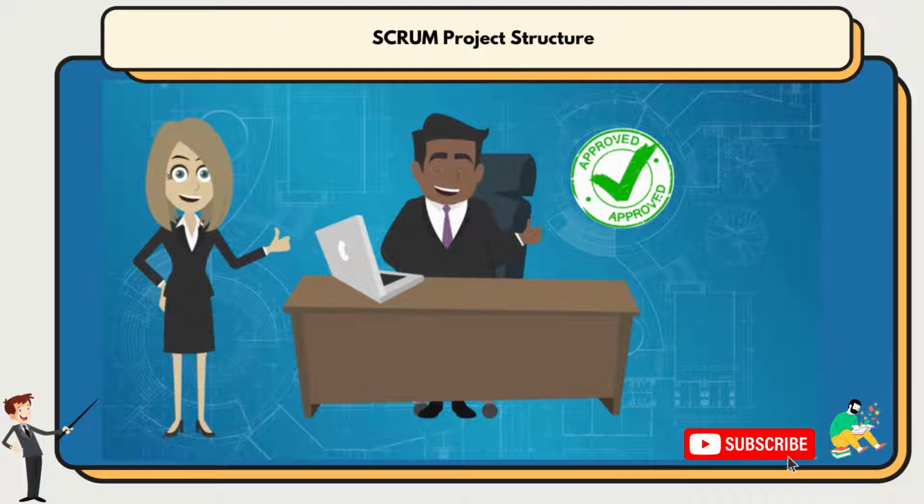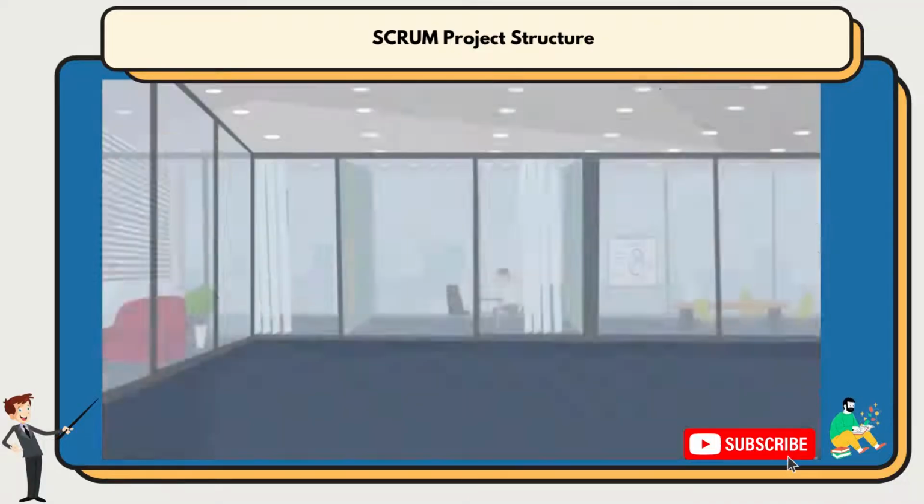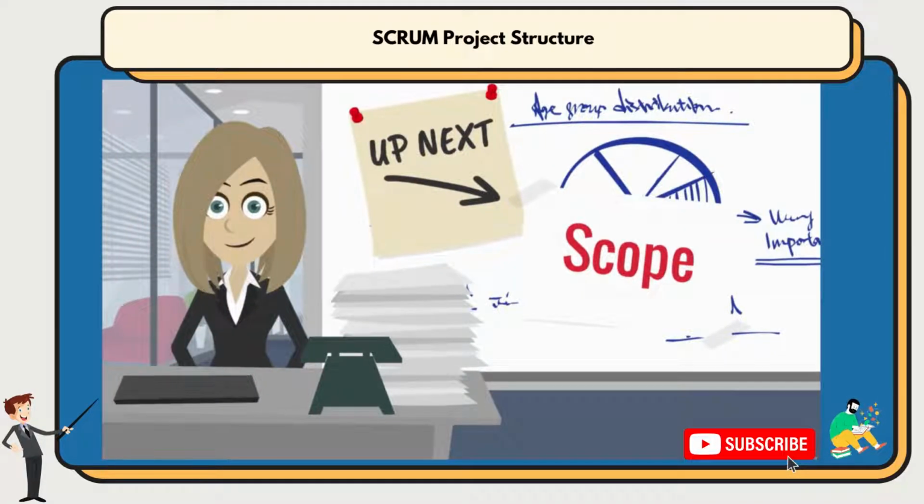Great! So far, we have seen how the Scrum structure is in line with the broader Agile one. Let's now move on to the next critical item, scope. See you in the next lesson.